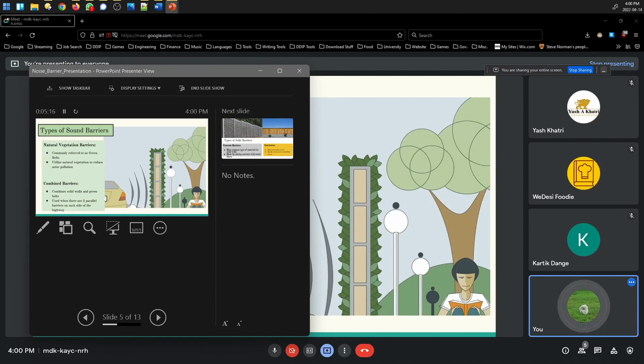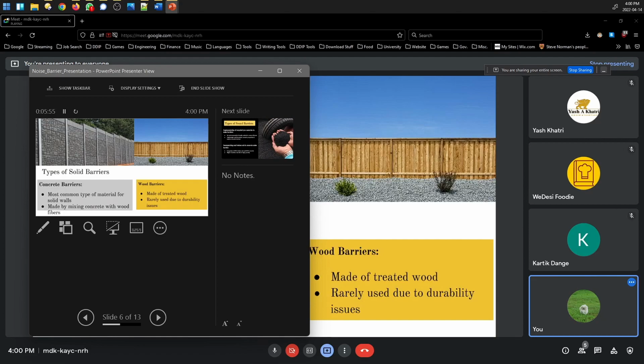We also have combined barriers, which means you basically have a solid wall and a green belt running parallel to it. So you need this construction on either side of the highway, depending on where you want to block the noise. And it is a very effective way of reducing the amount of noise emanating from a certain roadway. Natural vegetation barriers, if you purely use the natural vegetation, may not be as effective because vegetation tends to have small air gaps between them.